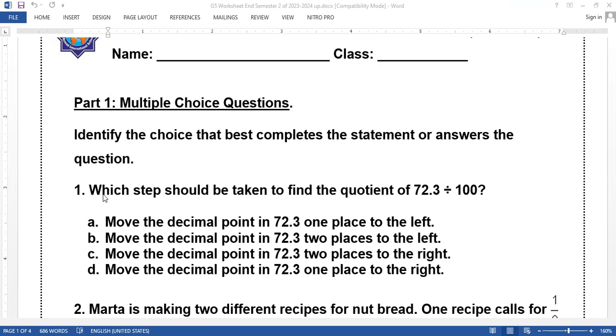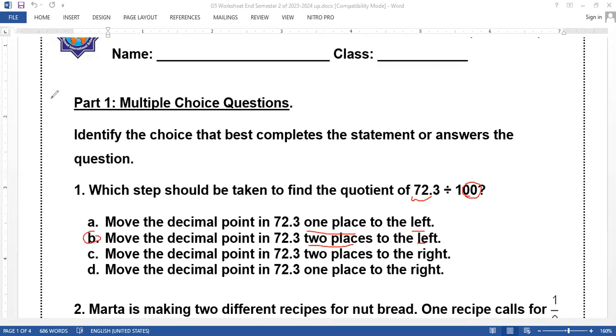Question number 1. Which step should be taken to find the quotient of 72.3 divided by 100? If you divide by 100, you move the point to the left 2 steps. If you divide by 10, you move the point to the left 1 step. So in dividing, you move the point to the left. Here we write one place, but here we write 2 places, because dividing by 100 depends on the number of zeros. So we move it to the left 2 places. So the answer is B.